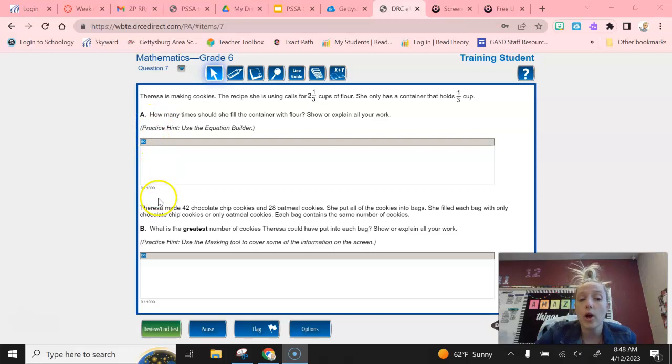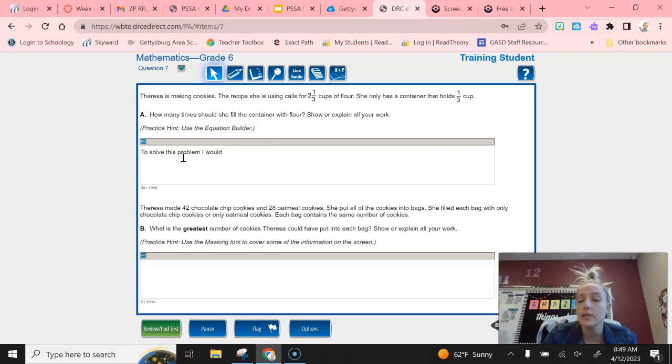You're going to have several parts to your questions, and you're going to have response boxes that you're going to need to type in. Okay, so you can read the question yourself. When you're ready to answer it, like in this case, how many times should she fill the container with flour? Show or explain all of your work. You're going to click in here, and then you can type your response. Okay, so you can say, to solve this problem, I would, and then you can use words to explain.